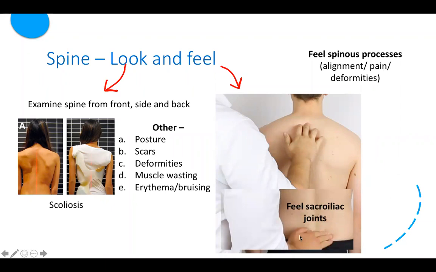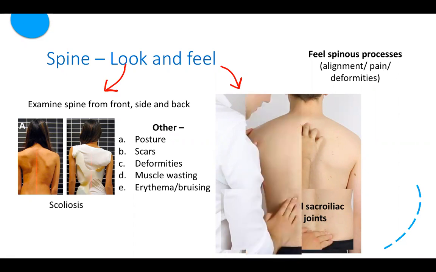Then when you come down, all the way down, you want to also feel for the sacroiliac joints, and you're feeling for similar things, any pain, any deformities. And then lastly, you want to feel the paraspinal muscles. And here you're just seeing, is there any pain? And can you feel any lumps or any bumps around the areas? And paraspinal just means you're going to go on either side of the spine and have a feel.